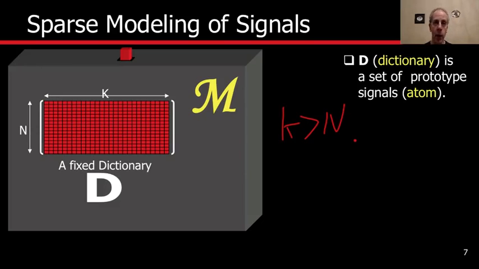For example, when we are going to do image denoising, as we're using as an example. If k is larger than n, then we say that the dictionary is over-complete. Now, if k is equal to n, then the dictionary is complete. For example, Fourier or discrete cosine transform are complete dictionaries. If k is less than n, we say that the dictionary is under-complete. Now we have the dictionary.